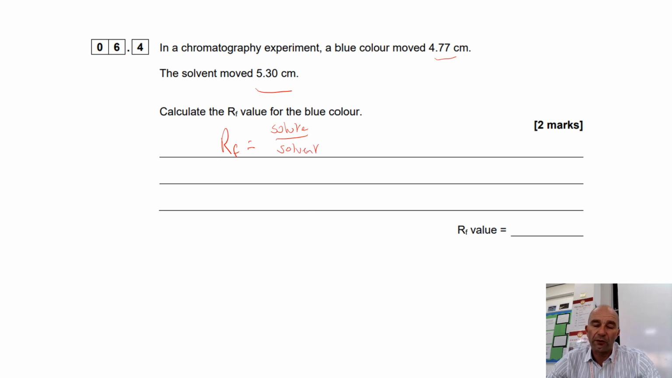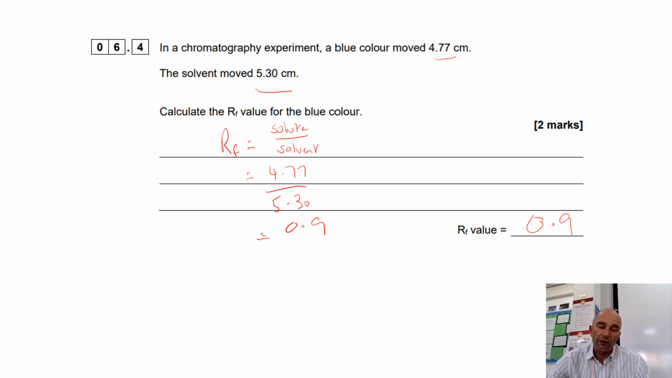So remember, the solvent is the liquid bit, the solute is the colour or the solid. Substitute your numbers in. You've got 4.77 divided by 5.3. Put those numbers into your calculator and you end up with 0.9 as your answer. And there you are, two nice straightforward marks.